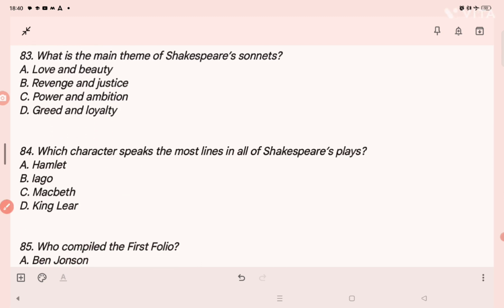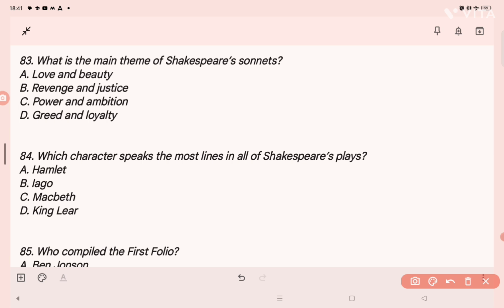What is the main theme of Shakespeare's sonnets? Option A. Love and beauty. The sonnets primarily explore themes of love, beauty, time, and morality. Which character speaks the most lines in all of Shakespeare's plays? Option A. Hamlet. Hamlet has the most lines of any Shakespearean character, with over 1500 lines.